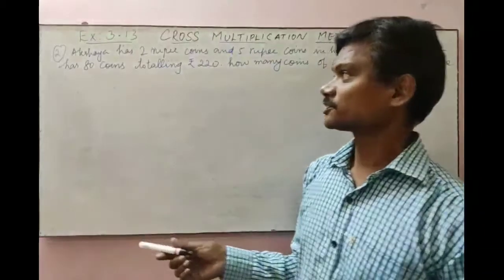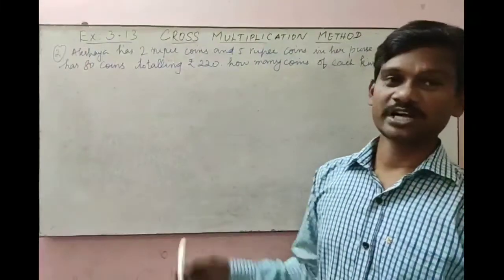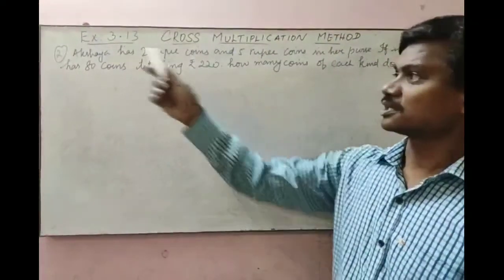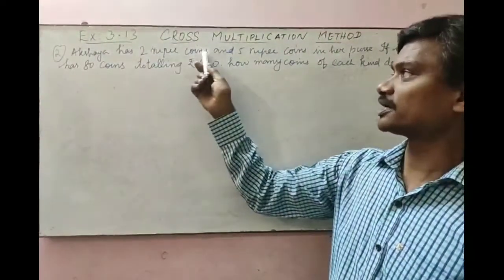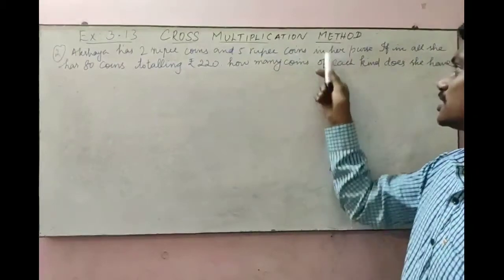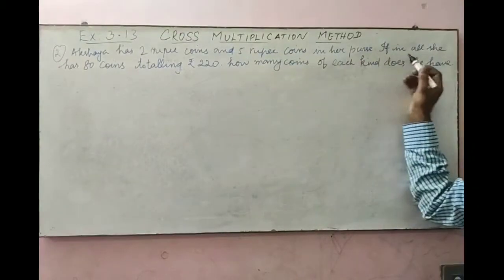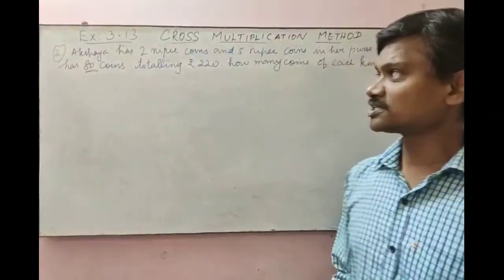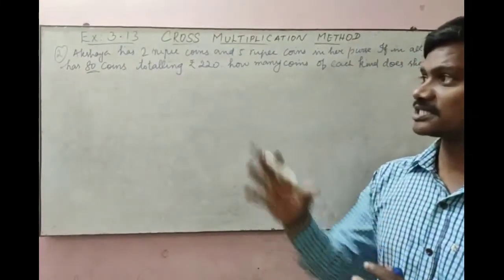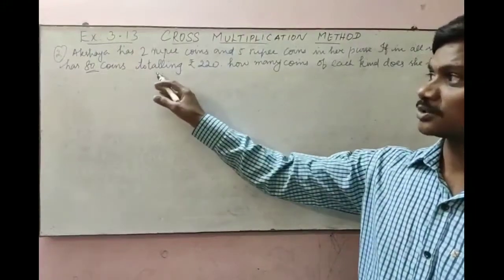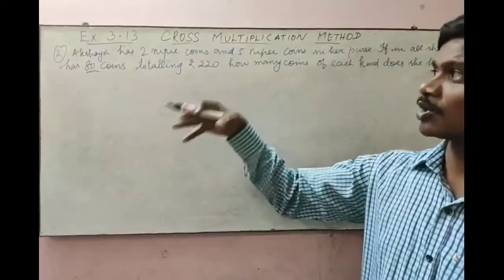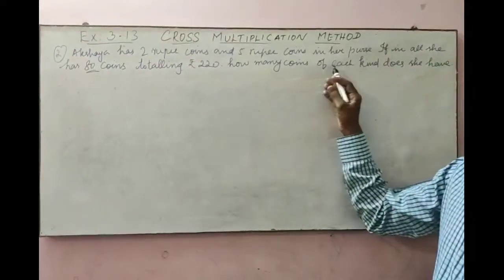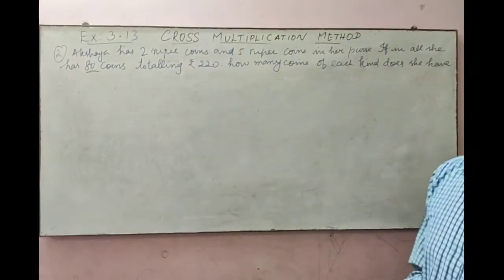In the second sum, it is a statement problem. Here we have to create the equations using the given conditions. Akshaya has 2 rupee coins and 5 rupee coins in her purse. If in all she has 80 coins, that means the total coins in the purse is 80. The total amount of the coins in her purse is 220 rupees. How many coins of each kind does she have?